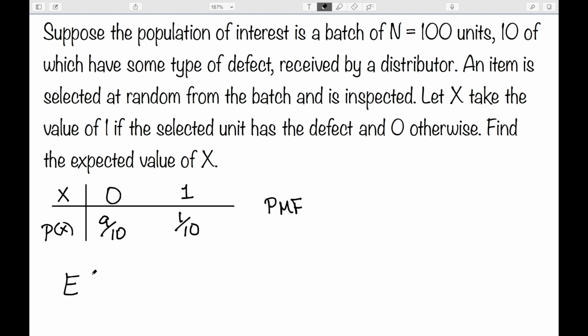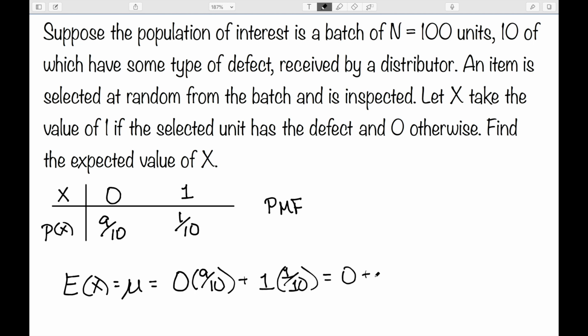To get my expected value, E of x, or mu, I need to multiply and add. So I'm going to multiply 0 times its corresponding probability. And then I'm going to add 1 times its corresponding probability. So this is 0 plus 1 over 10. So the expected value is 0.1.